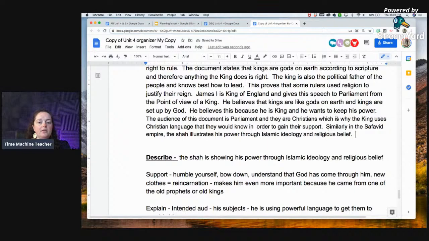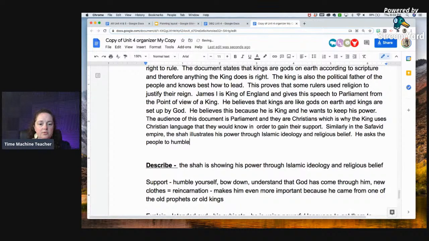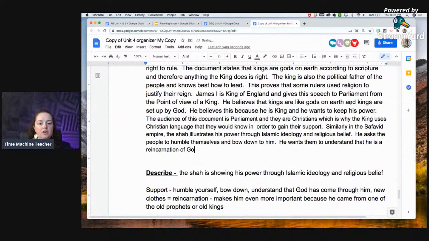That's the description. This is the support. He asks the people to humble themselves and bow down to him. He wants them to understand that he is a reincarnation of God, because he says he is Adam with new clothes.